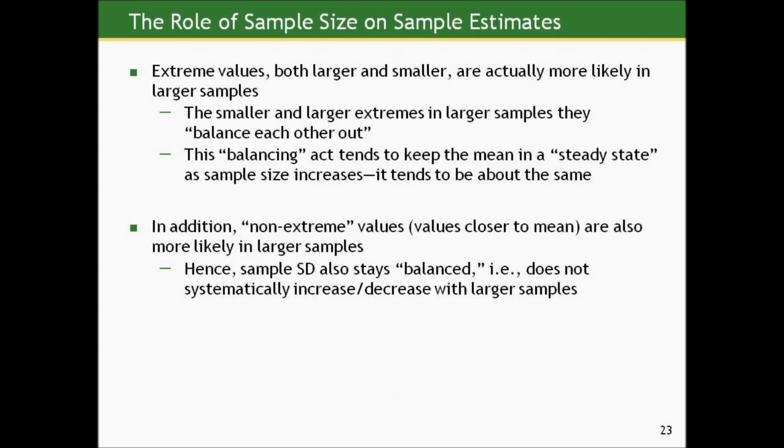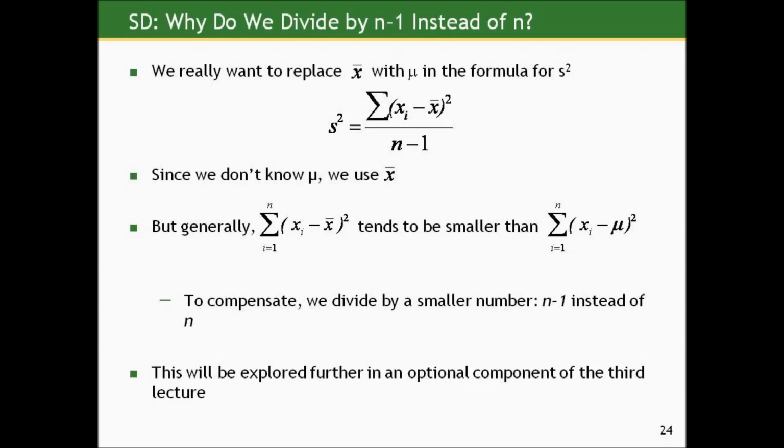And this balancing act tends to keep the mean in a steady state as sample size increases. It tends to stay about the same regardless of sample size. And there's no way to predict whether it will go up or go down with an increasing sample. In addition to these extreme values, non-extreme values, values closer to the sample mean, are also more likely in larger samples. And hence the sample standard deviation also stays balanced. It does not systematically increase or decrease with larger sample sizes.